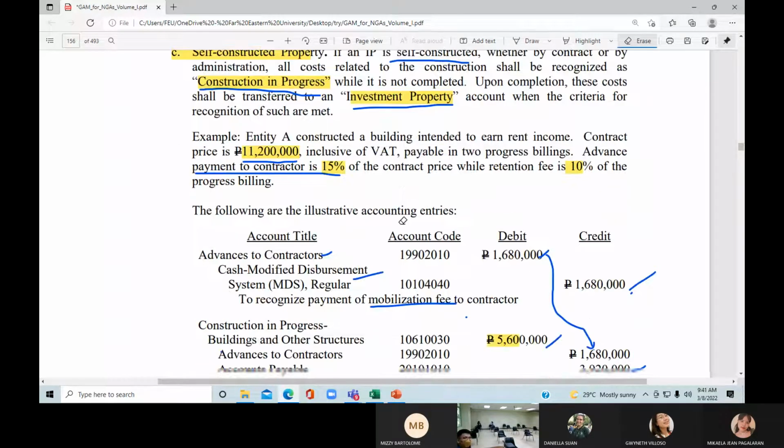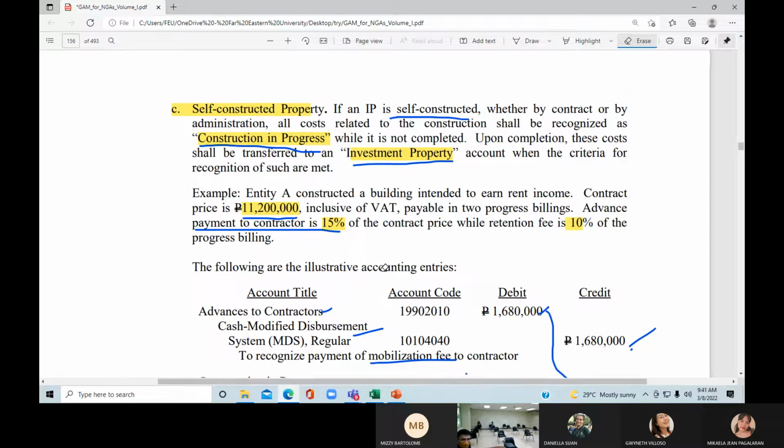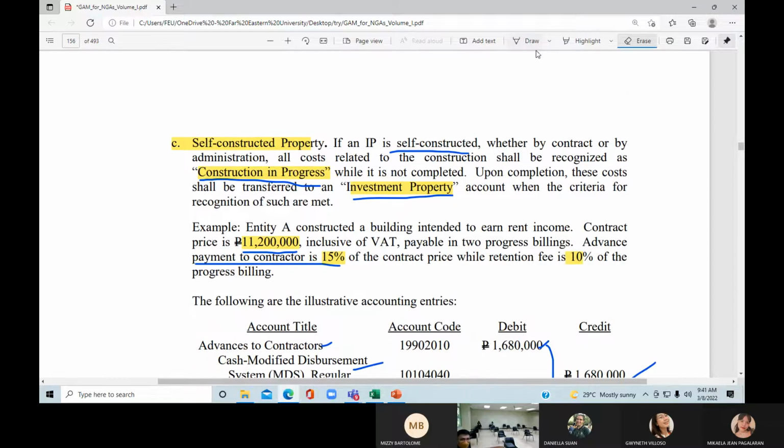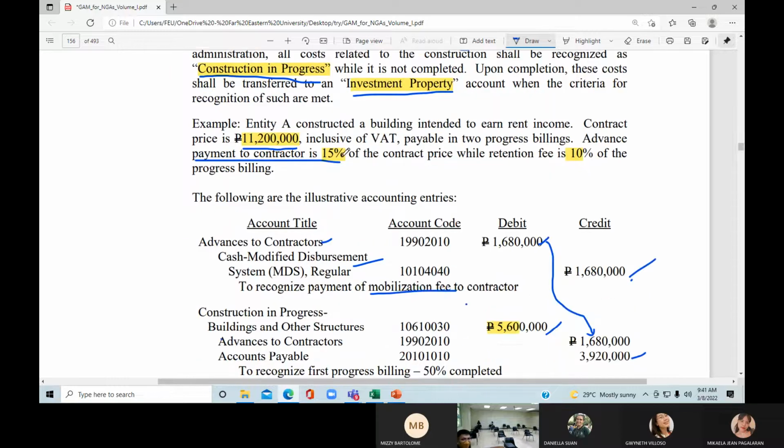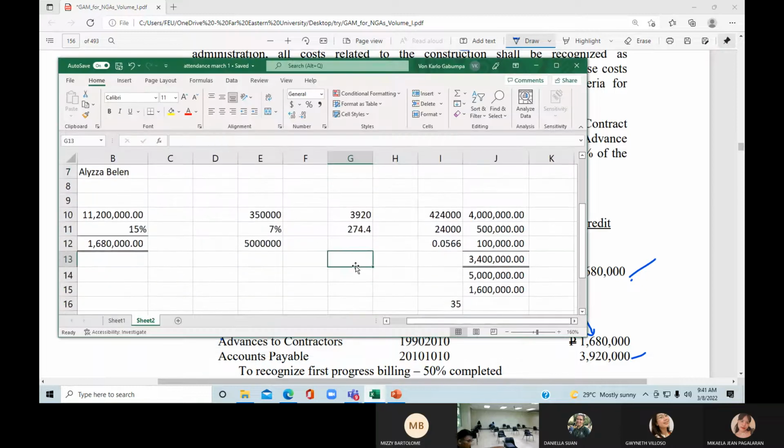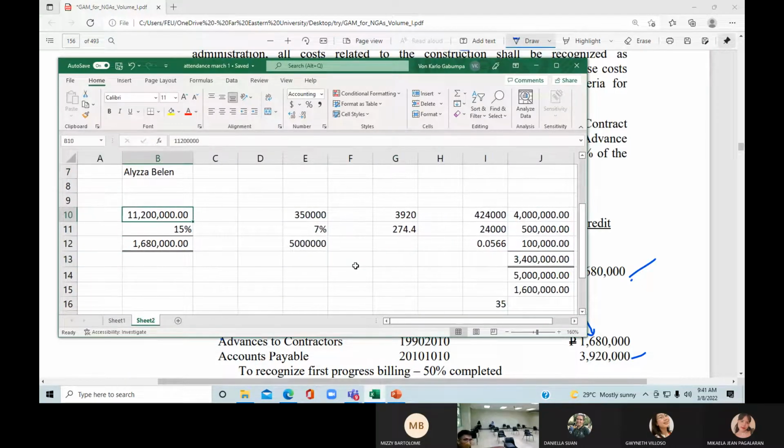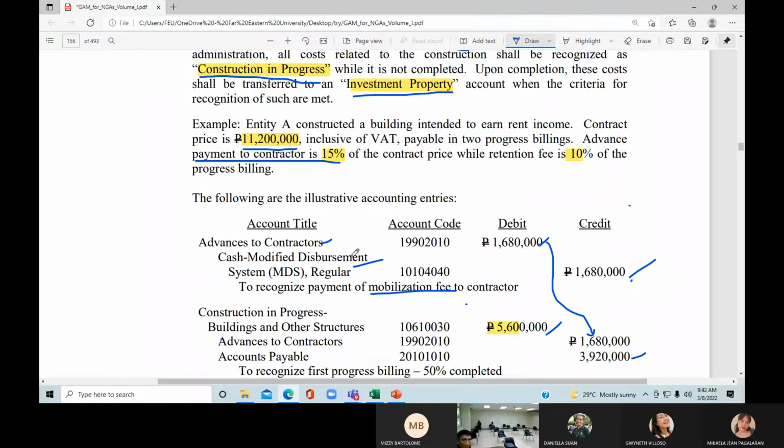So, paano mo siya entryhan? Una, yung advance payment muna, no? Advance payment to contractor is 15%. So, 15% times 11.2 million. Sinolve ko na yan dito. Ayun. 11.2 million times 15%. 1,680,000. So debit, advances to contractors, credit, cash, MDS regular.